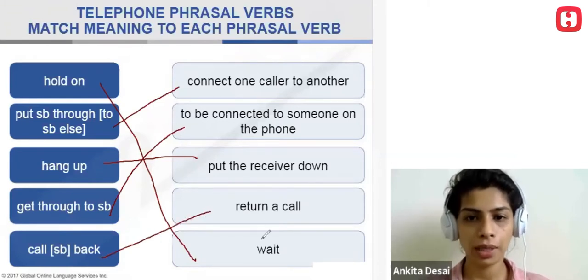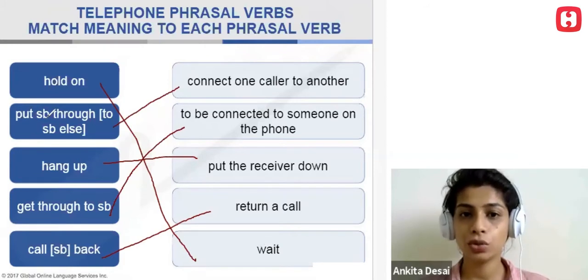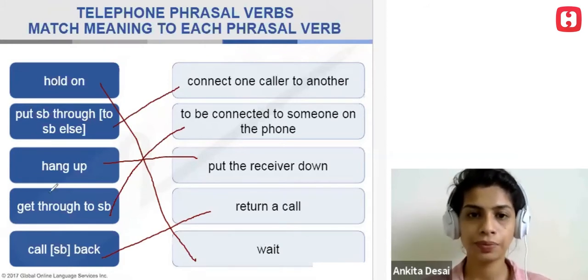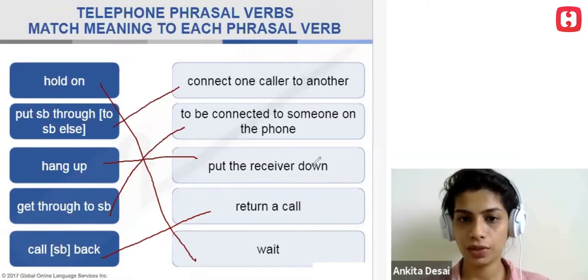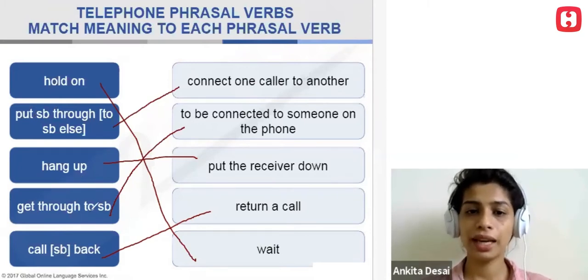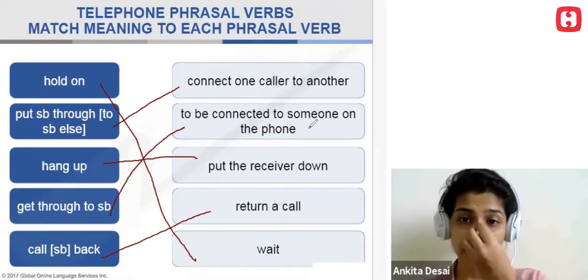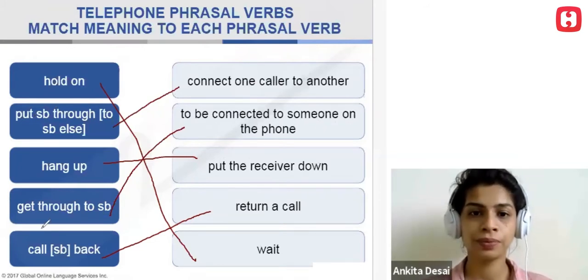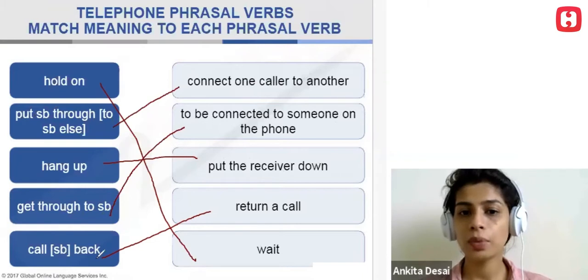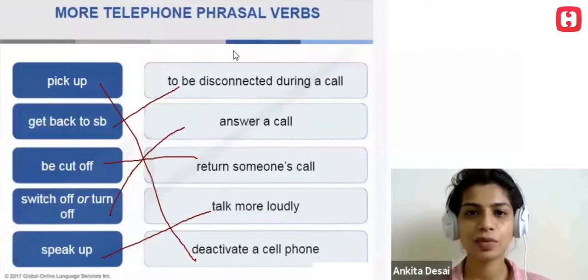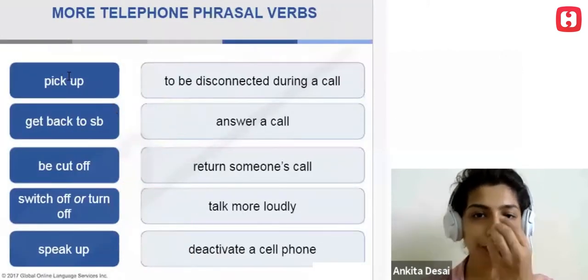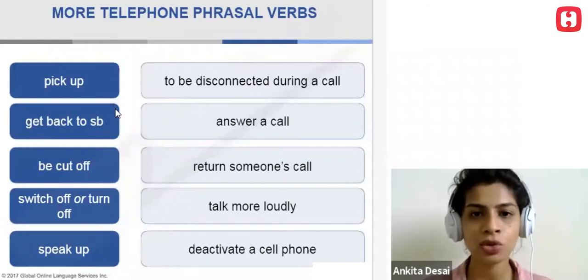So hold on means wait. Put someone through means connect one caller to another. Hang up means to put the receiver down. Get through to someone means to be connected to someone on the phone. And call someone back is to return a call. Okay, let's move on. Now we'll do some more. I'm going to give you 10 seconds to work on these.